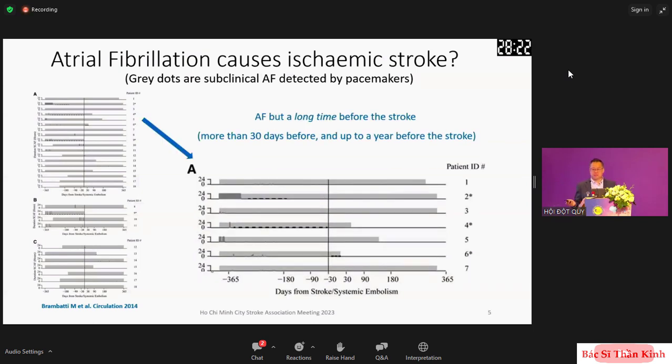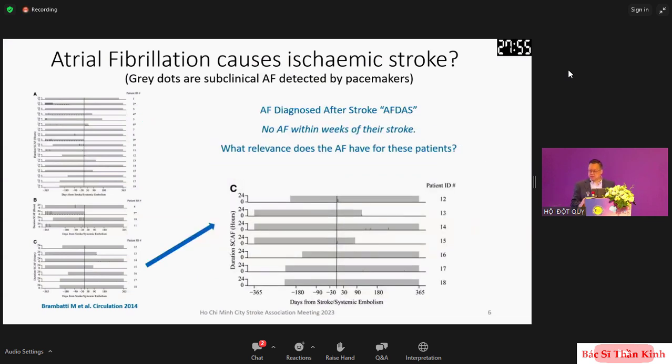But there were other patients in this group. They had their atrial fibrillation a long time before the stroke, up to a year before, and then no atrial fibrillation until they had their stroke. So for those patients, how relevant is the atrial fibrillation to their stroke? Do we still say that their stroke was caused by atrial fibrillation?